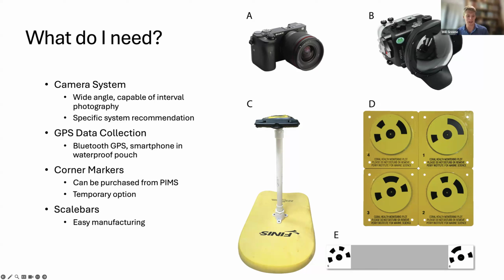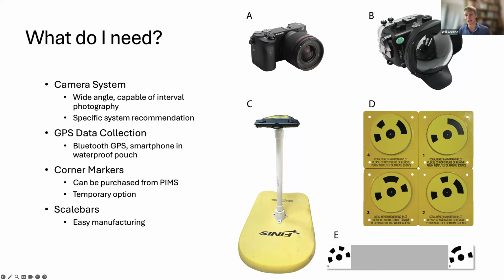The other associated component to that is we use corner markers for this process. And what those are, I have one right here, if you can see it, and they're in panel D. They're these little markers that have automatically detectable targets on them. And you use 4 unique targets for each plot. And what we do is we install these with hammer and nails at the 4 corners of the plot that we want to be monitoring.